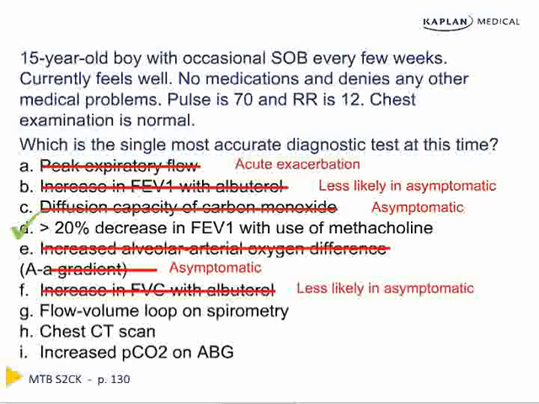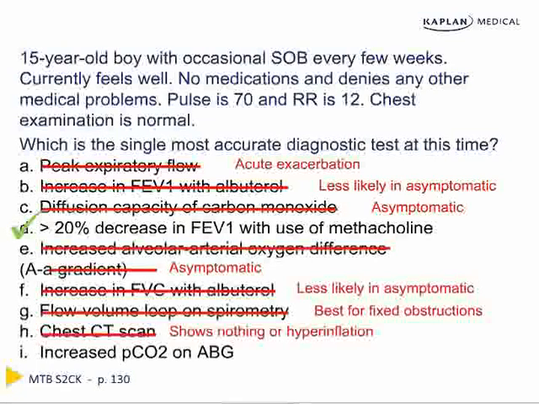Increase in FVC with albuterol is exactly the same as answer B, you're just not going to see it if the patient is asymptomatic. Low volume loops on spirometry are good for fixed obstructions, such as somebody with COPD, but is not going to show much in an asthmatic unless they are either having an active flare or have had asthma so severely and for so long that they have some degree of fixed obstruction.